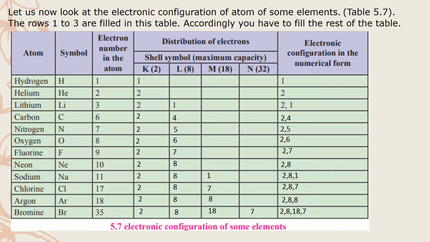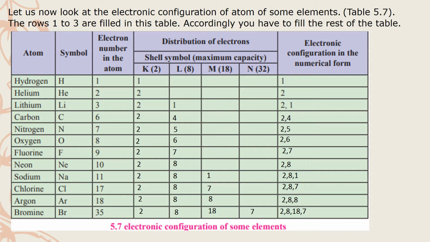Now the next atom is lithium, symbol Li, that is capital L and small i. Electron number in the atom is 3. Distribution of electrons: in the K shell there will be 2 electrons and in the L shell there will be 1 electron. Electronic configuration will be 2, 1. Now the next atom is carbon, symbol C. Electron number in the atom is 6. In the K shell there are 2 electrons and in the L shell there will be 4 electrons. So electronic configuration will be 2, 4.